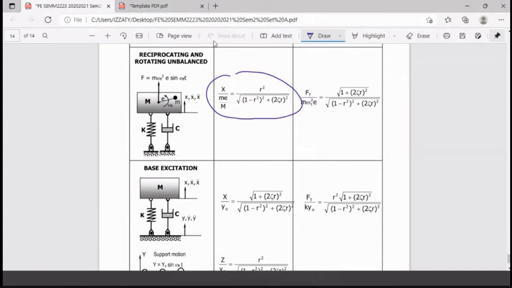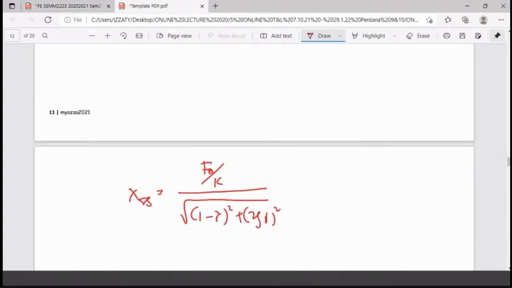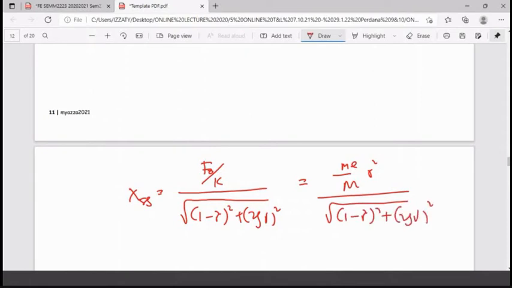Okay, so the amplitude of steady state, if I simplify this one, it becomes big M e R square over this one, 1 minus R square plus 2 zeta R square, and it is equal to 10 times 10 to the power of negative 3. Look at what is the omega F by omega N. Can we calculate the omega F? Yes. Can we calculate the omega N? Yes.